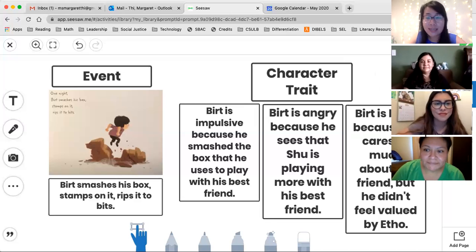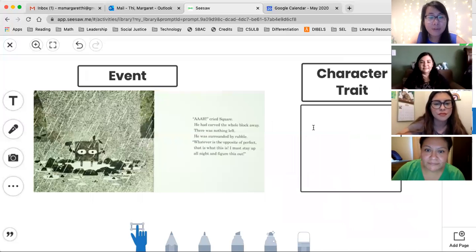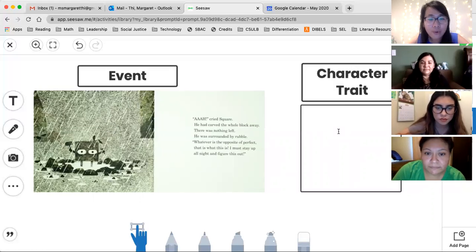Now it's your turn, boys and girls. You're going to do the same thing using the same steps, except you're using it with the story Square. And so I'm going to read to you the event. And again, you only need to come up with one character trait, but if you want, you can do two or three. And so the event I chose for your first activity is this part where Square says, "Ah!" cried Square. He had carved the whole block away. There was nothing left. He was surrounded by rubble. Whatever is the opposite of perfect, that is what this is. I must stay up all night and figure this out.